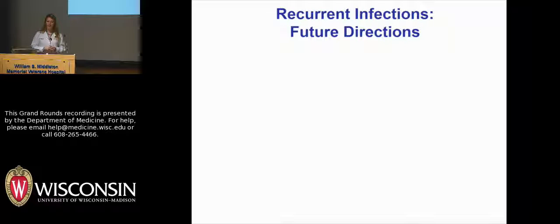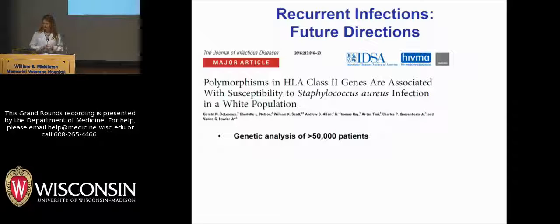So I'd like to switch now to just some future directions and where this immune infectious area is headed. This is a study looking at the host genetics related to Staphylococcus infection. This study included 50,000 patients, about 5,000 of which had had Staphylococcus aureus infection. And what they did was look for genetic components that may predispose patients to Staphylococcus aureus.